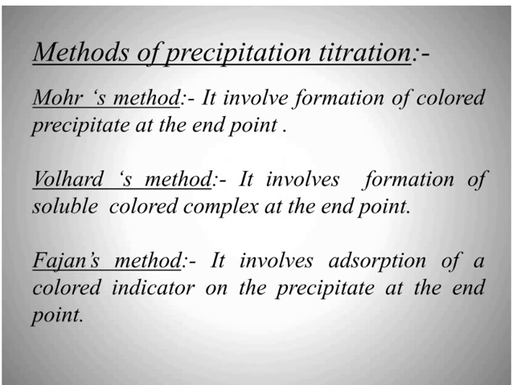Now my friends, methods of precipitation titration. There are different types of methods like Mohr's method, Volhard's method and Fajans' method. It involves formation of a colored precipitate at the end point in the case of Mohr's method. It involves formation of a soluble colored complex at the end point in Volhard's method. It involves adsorption of a color indicator on the precipitate at the end point in Fajans' method.